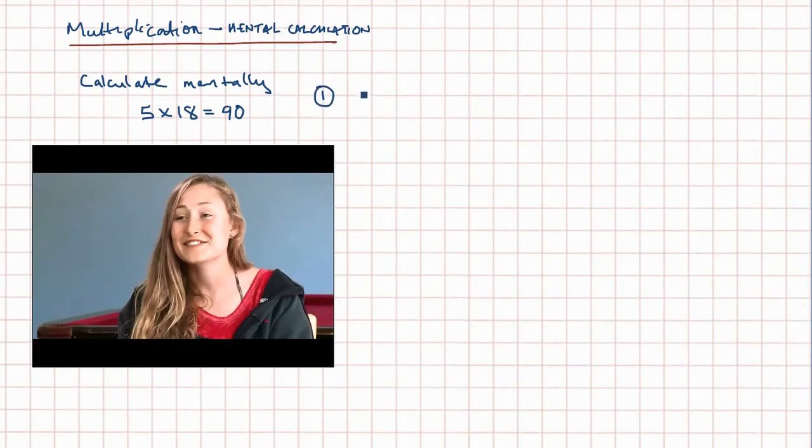So the students said, for example, or at least the first student said, well, what I did was I took my 18 here and I doubled it. So in other words, they did times 2. So if we double this, then we're going to get 36. And if we double it again, times 2 again, we've got 72. Now 72 is not quite there, so we need one more 18 to get us to the total of 90.